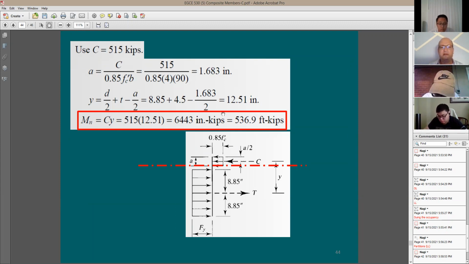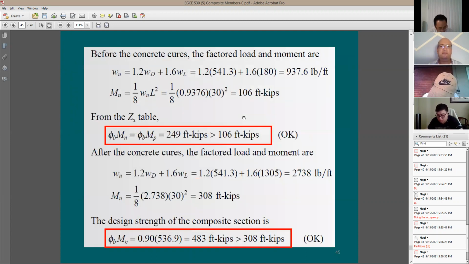Now take this Y distance multiplied by the maximum compression force of 515. The moment here is going to be in kip-inch. Divide this by 12 to get kip-foot. This is Mn. Question, how do you find phi Mn? What is missing? The phi factor. The phi factor for bending of beams is 0.9. So let's take this number and multiply it by 0.9. With that, we have phi Mn.